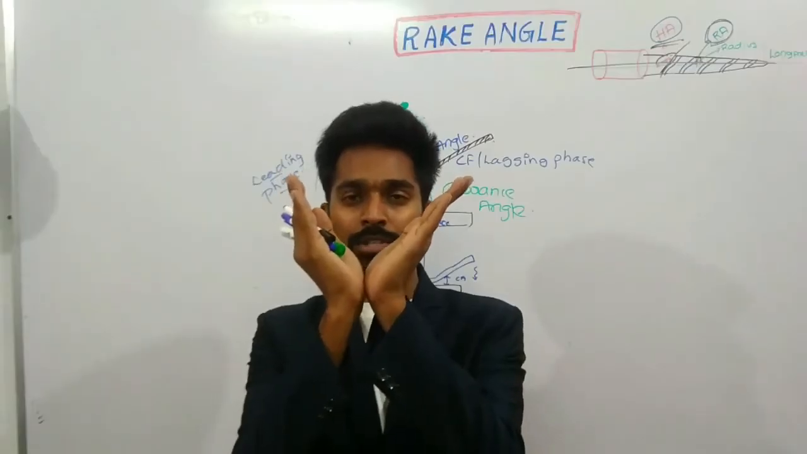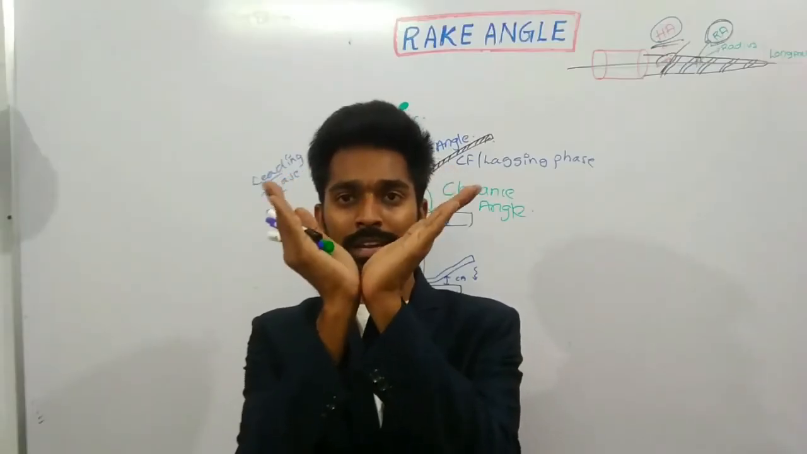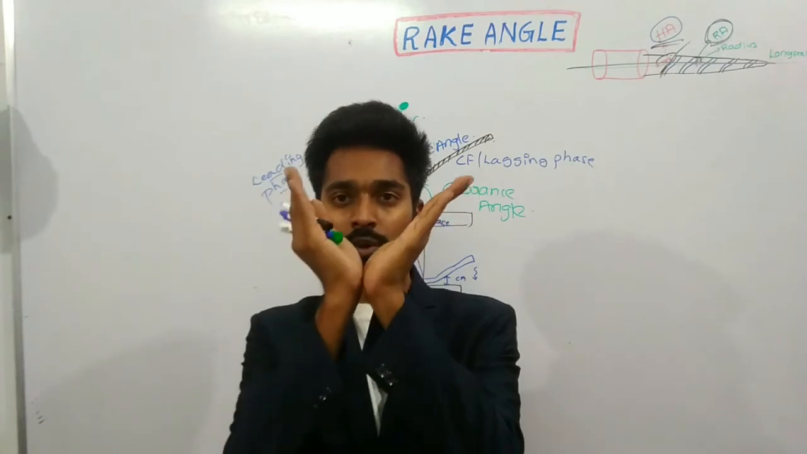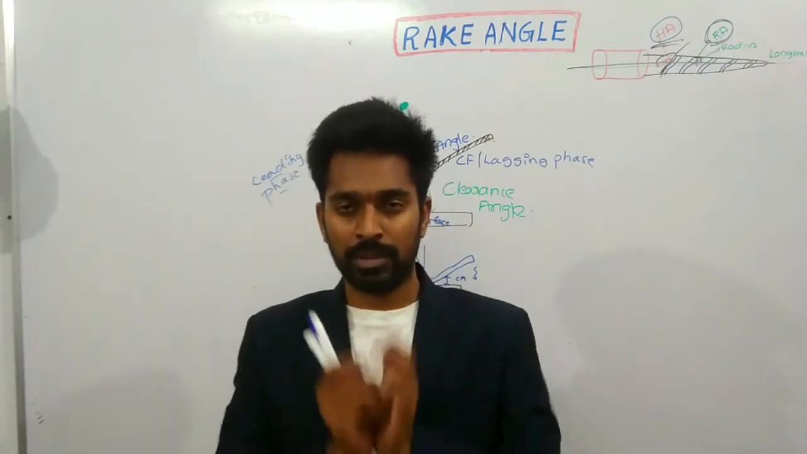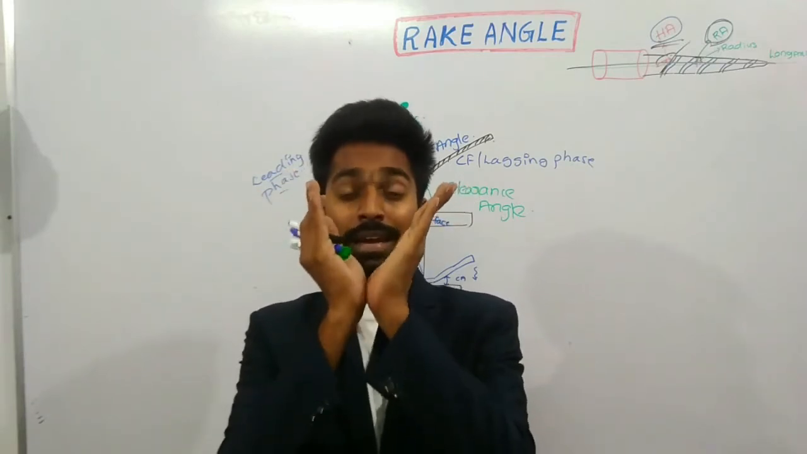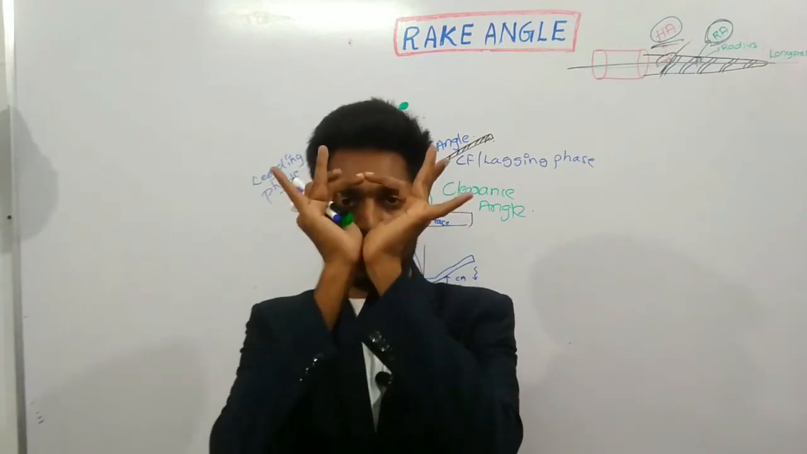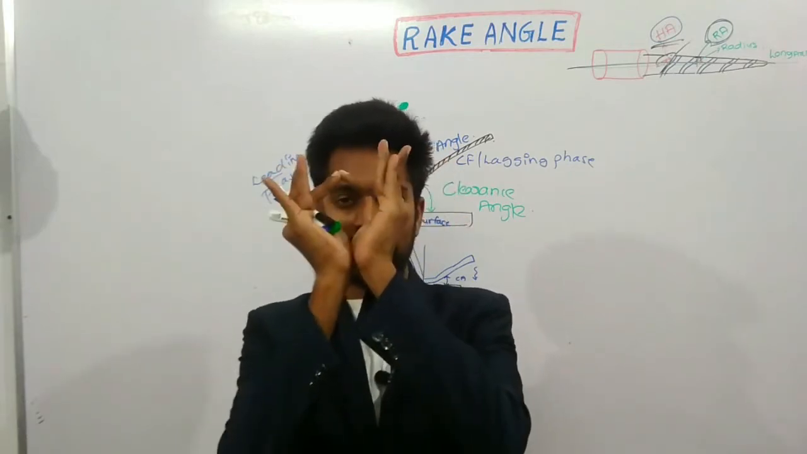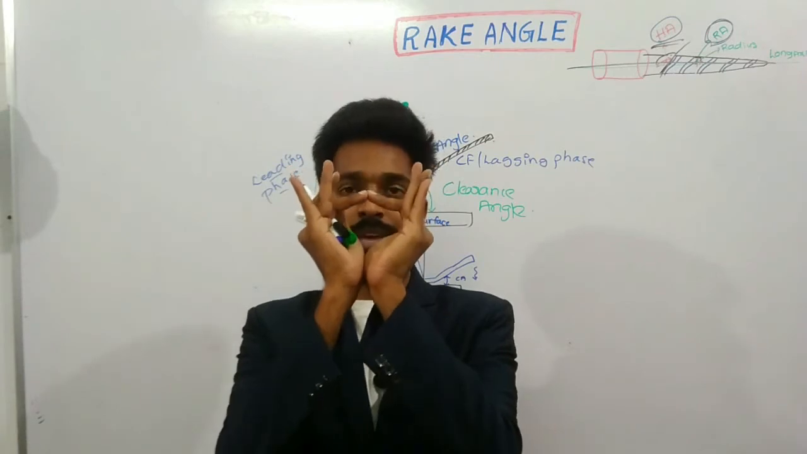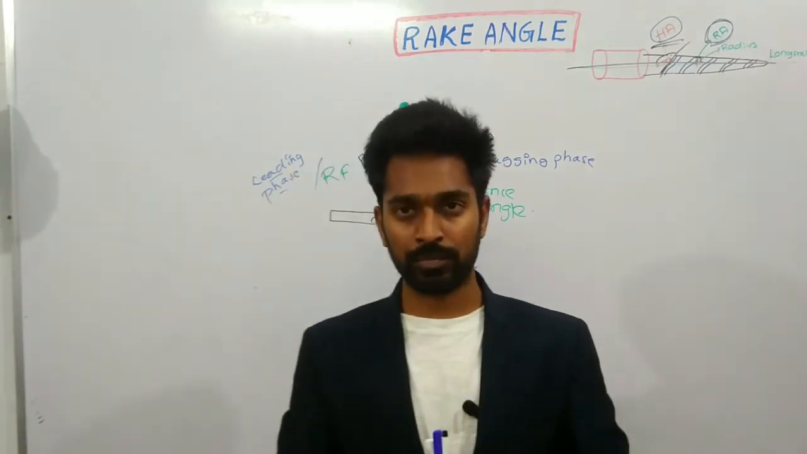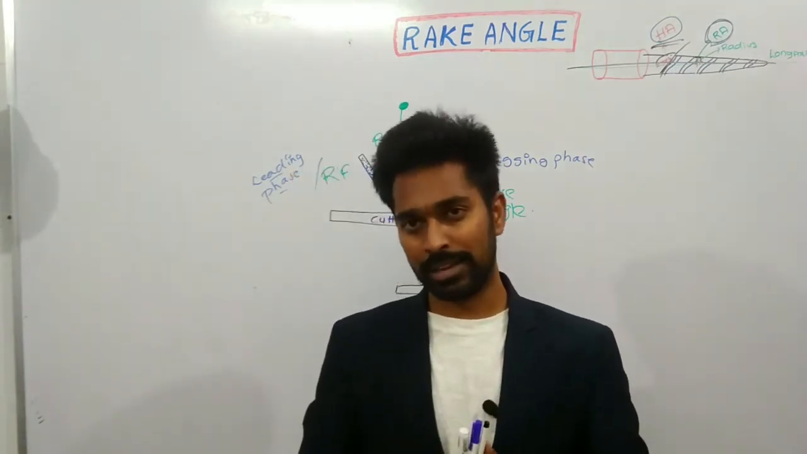The angle which is formed between the rake face and the clearance face is called the edge angle. So the angle between the clearance face and the rake face is called the edge angle. What is the significance of this edge angle?